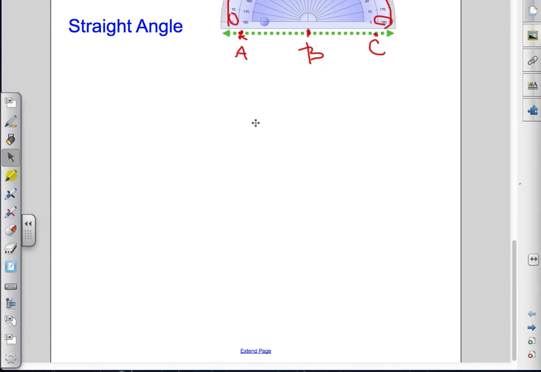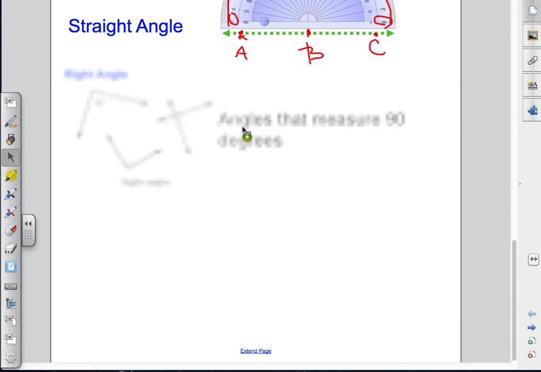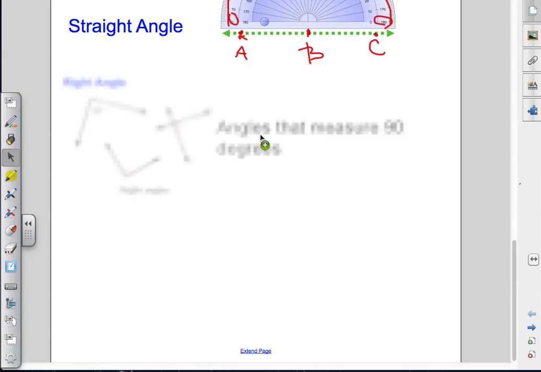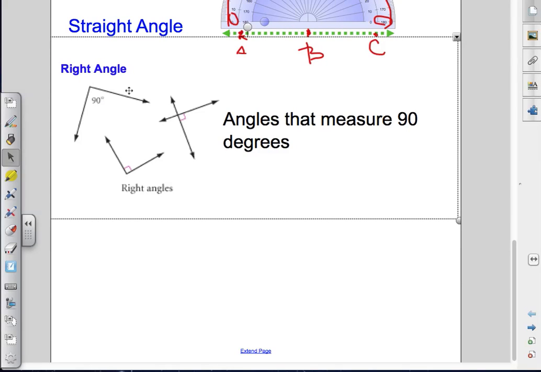Those angles are right angles. Let's talk about right angles. Right angles are angles that measure 90 degrees. These examples here are examples of right angles. Notice I have an angle here. I have a 90 at the vertex, I should say. This angle measures 90 degrees. It's a right angle. Here I have the little red box, which is indicative of 90 degrees. So it's a right angle.